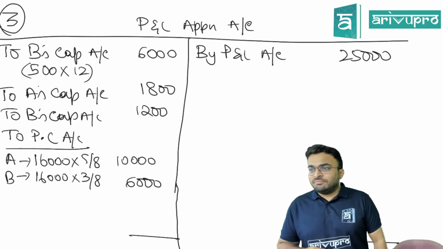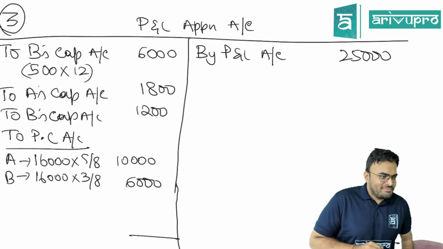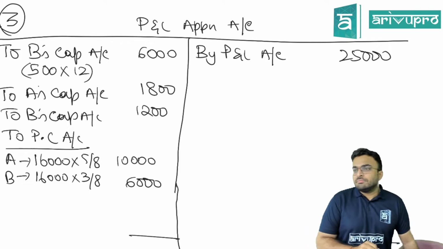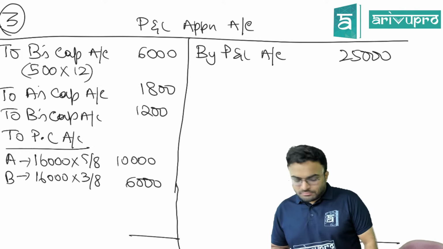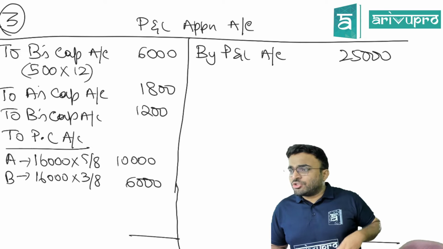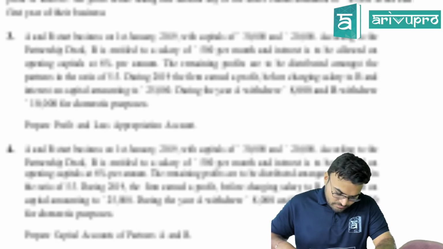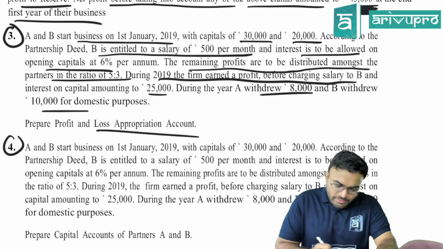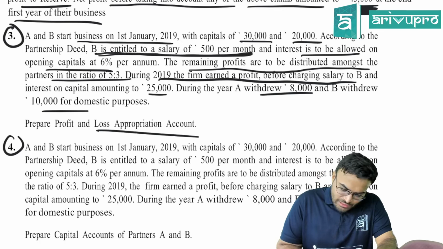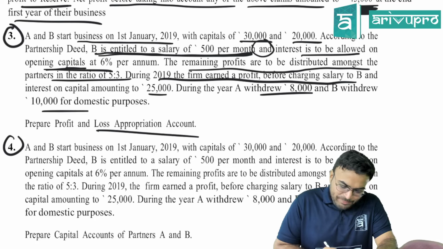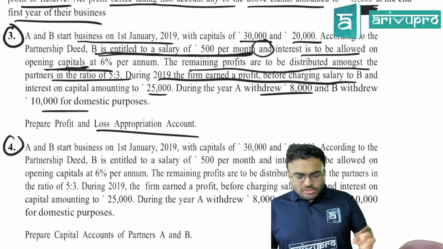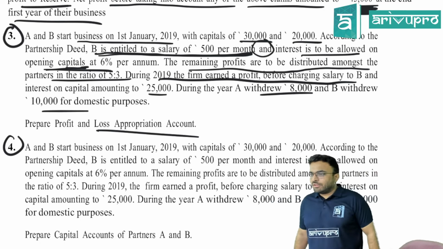Because of drawings only, I didn't feel like skipping preparing partners capital account. No, for A and B. Which question are you talking about? Interest is to be allowed on opening capitals. B is entitled to salary and interest is to be allowed on opening capitals. Both. Just because they started the sentence with B, it might be a little confusing.